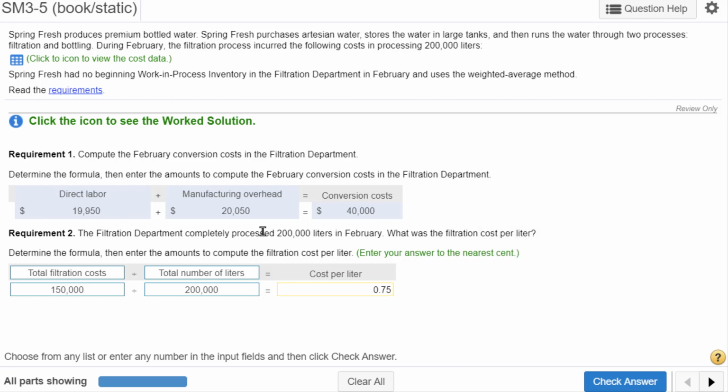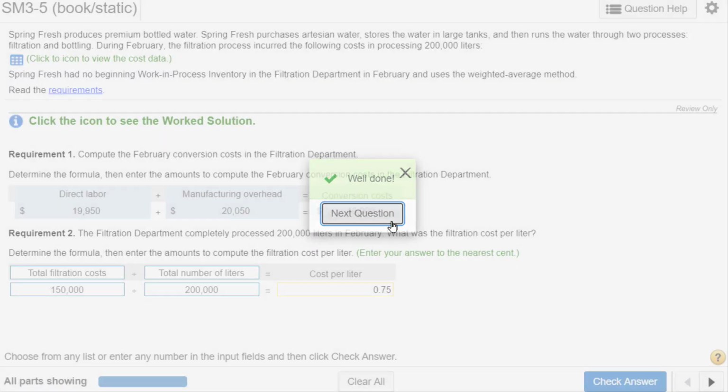So they created 200,000 liters of this premium bottled water, and it cost them 75 cents per liter to produce it. So they better be charging something higher than that. And that's it.